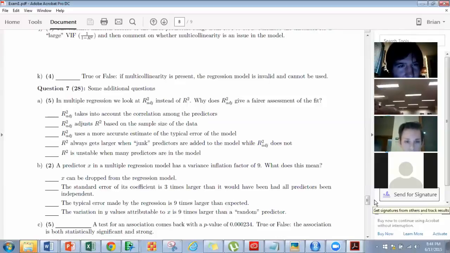R squared adjusted takes into account the correlation among the predictors. No, that's multicollinearity. That's confusing multicollinearity with R squared adjusted. R squared adjusted is unstable when many predictors are added to the model. That's very not true. R squared adjusted could be really good with tons of variables in the model. You could have a really good model with a lot of variables, so it's not unstable. It generally will decrease.